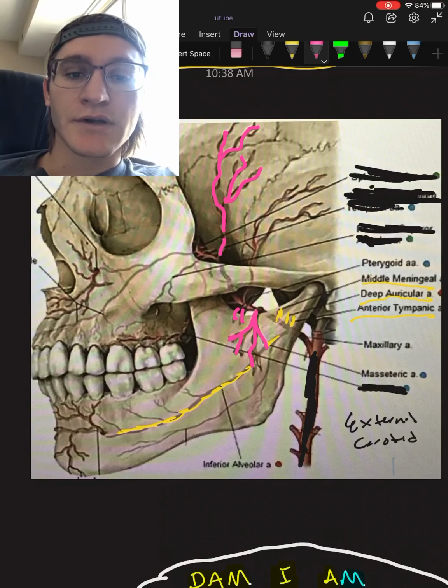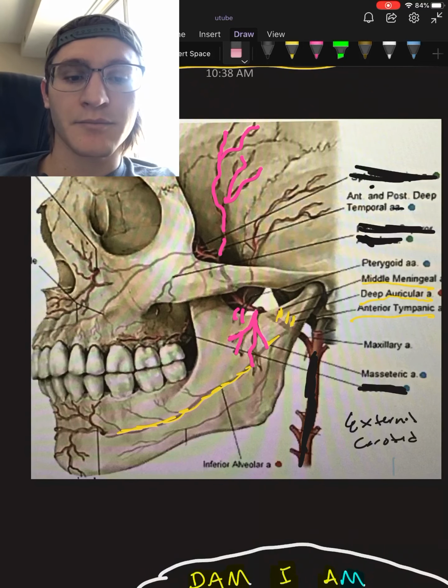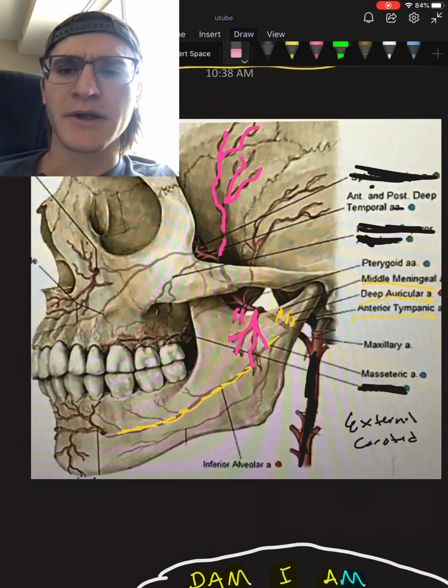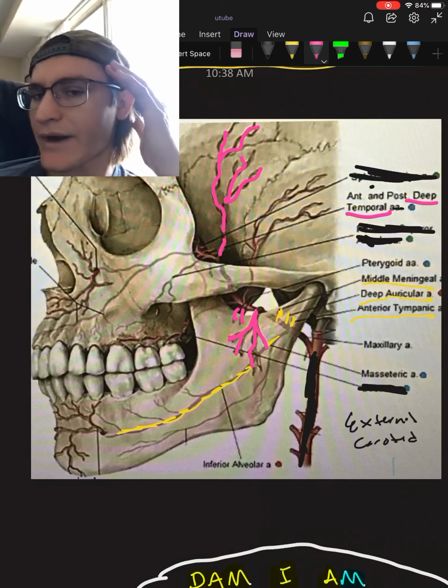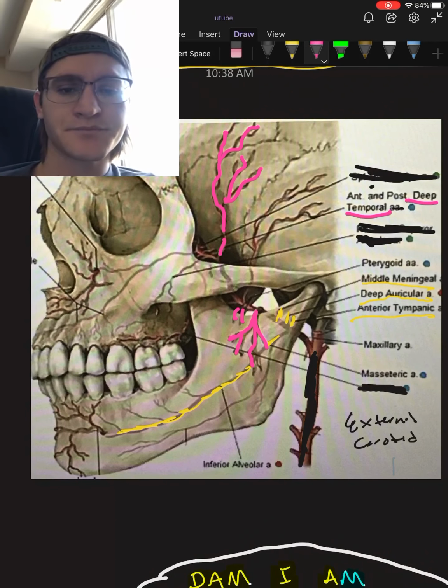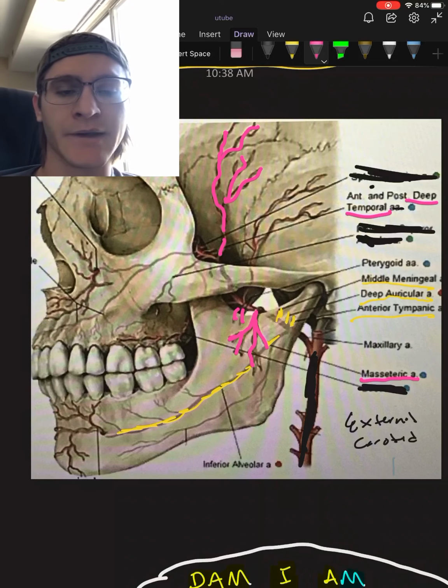Then we're going to have our temporal, no, my bad, our anterior and posterior deep temporal artery, because it's going right next to our temple. So our deep temporal artery. So damn, I am pissed drunk.